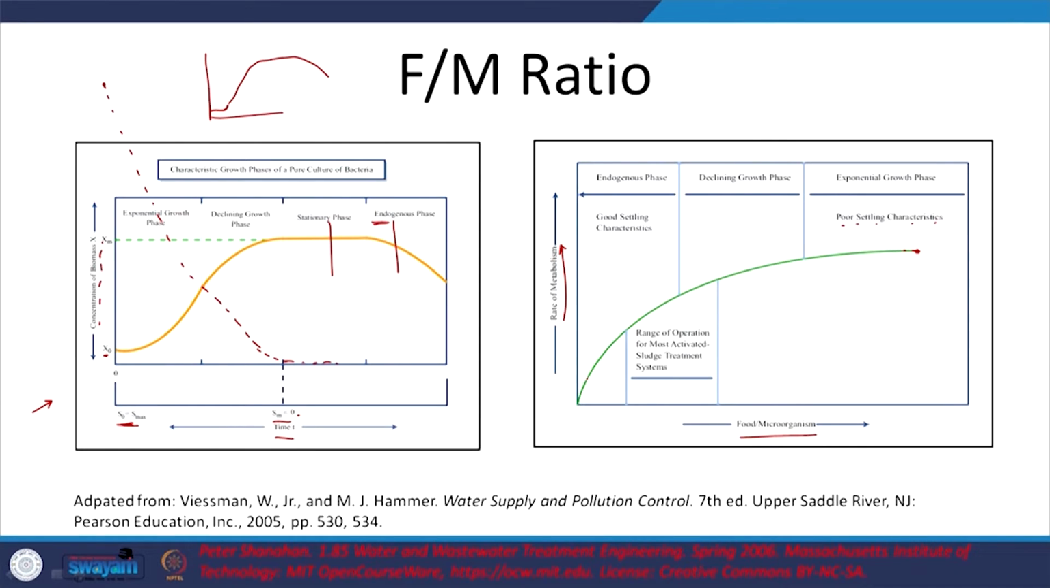So again, as I mentioned, we want that sweet spot where we have the slime being formed, and I guess it's between this declining growth phase and this endogenous growth phase, right? And this is the range of operation that's ideal. So that's what we have out here, and you see that the F by M is not too low, but it's certainly not too high, right? So that's something to keep in mind.